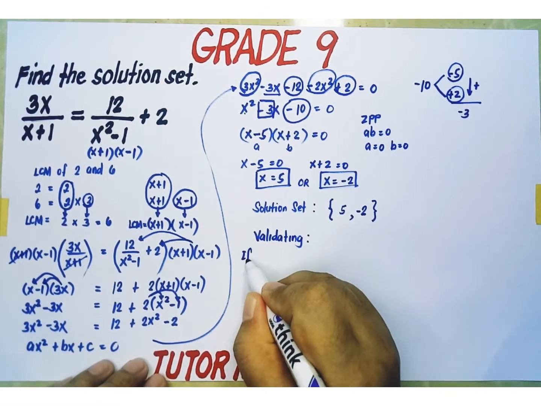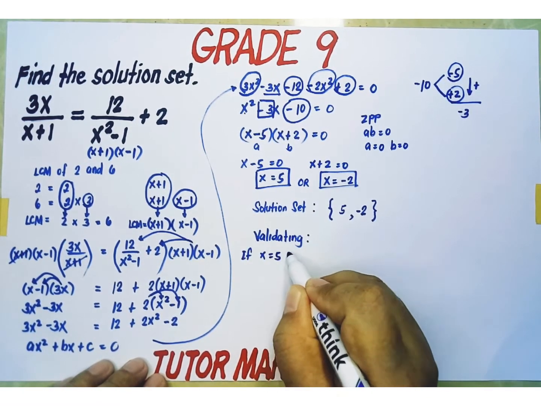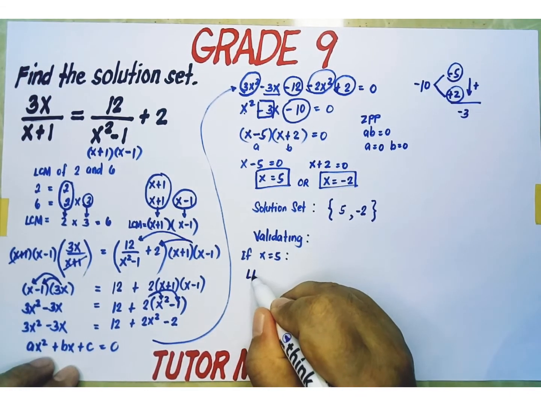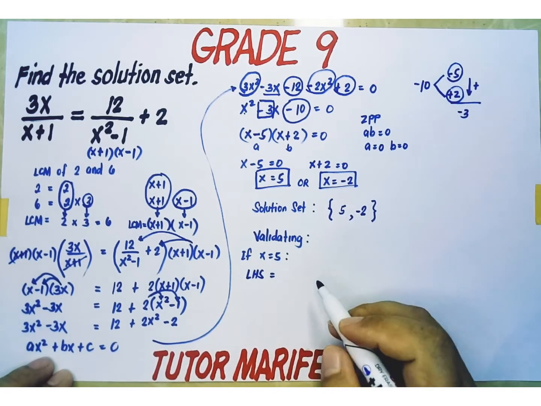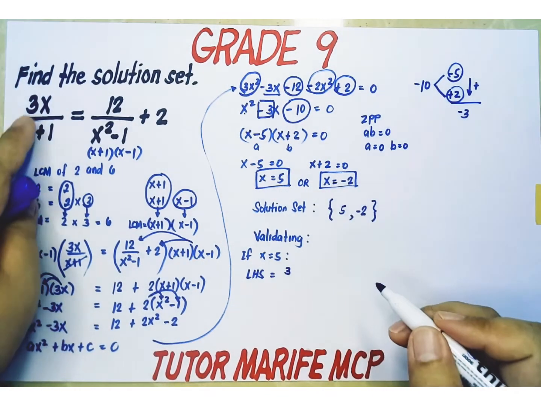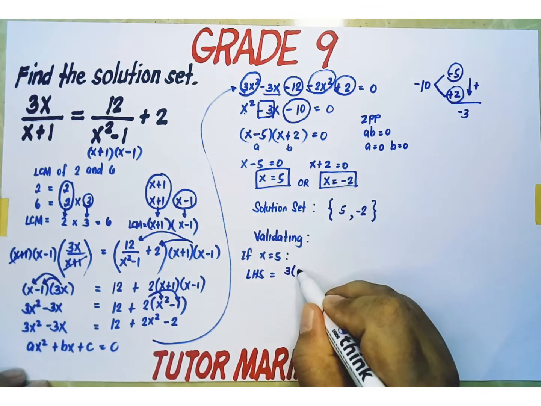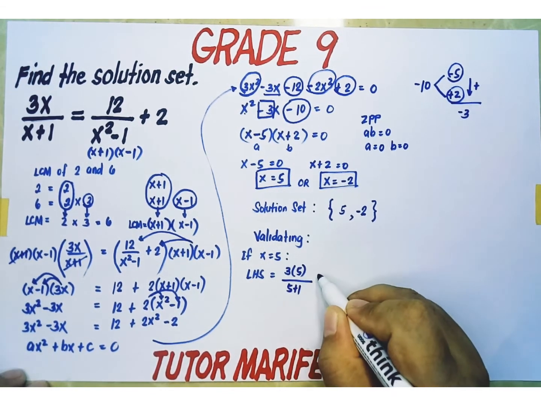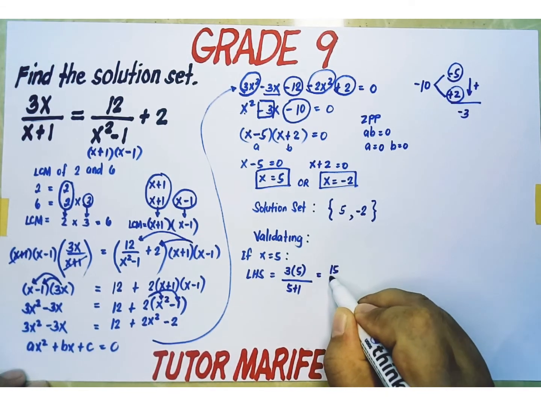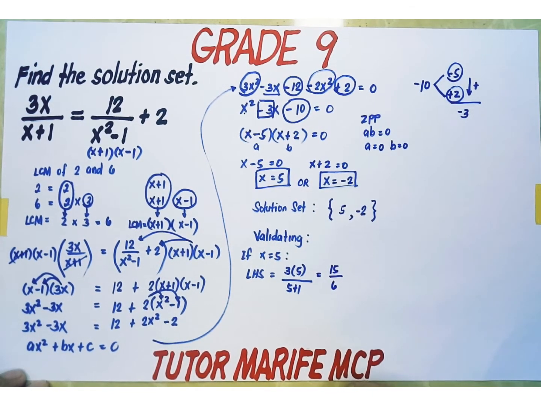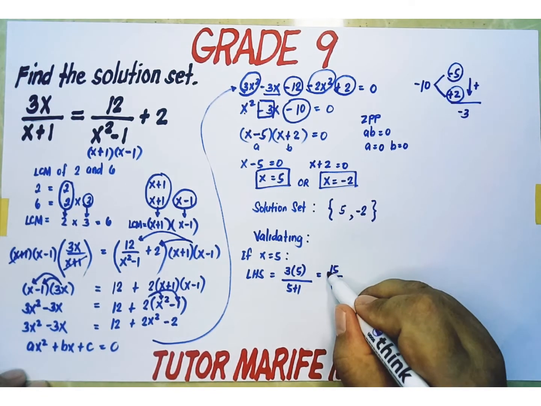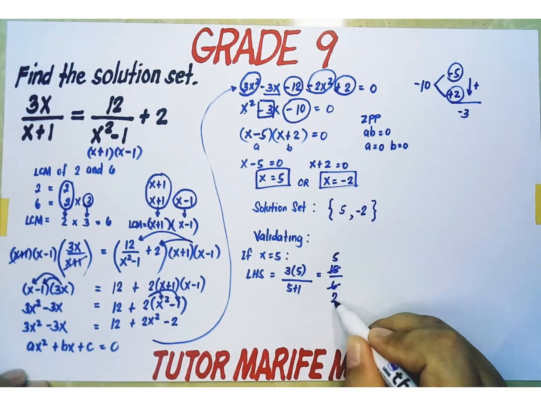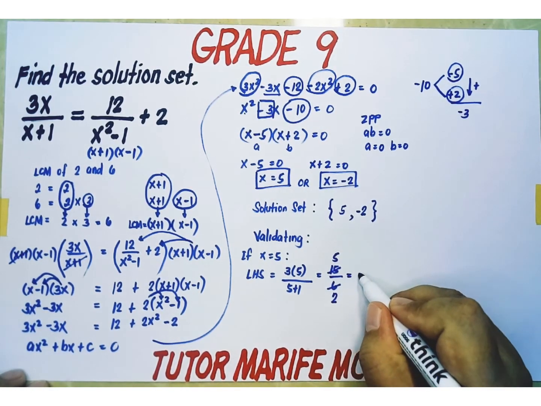If x is equal to 5, yung left-hand side ng ating original equation equals 3. Let's plug in x equals 5. 3 times 5 over 5 plus 1. And this is equal to 15 over 6. This is reducible by 3. 15 divided by 3 is 5. 6 divided by 3 is 2. Or 2 and 1/2.